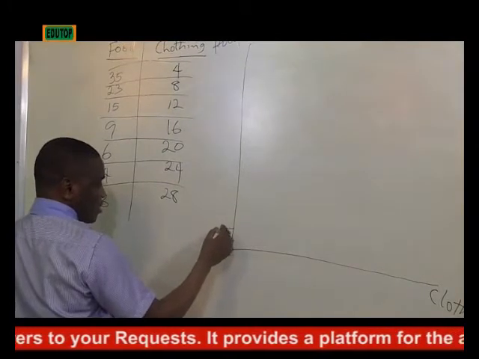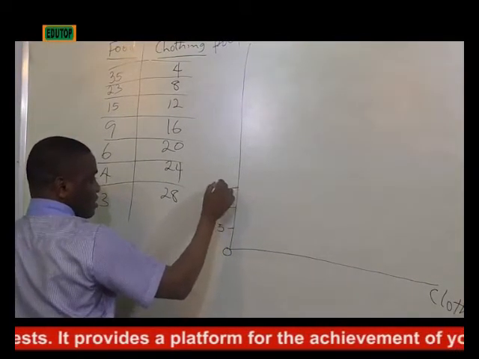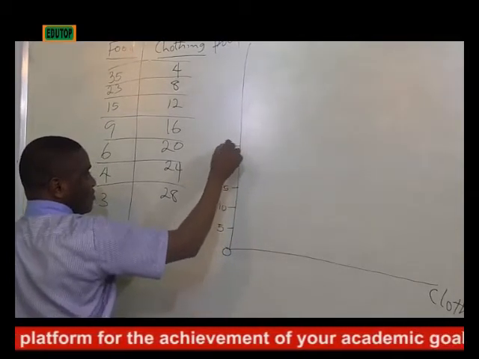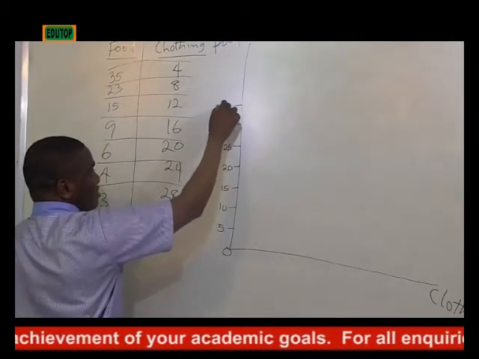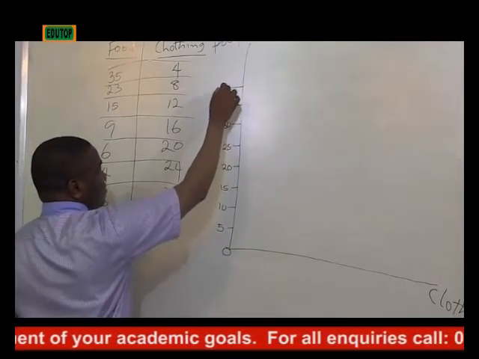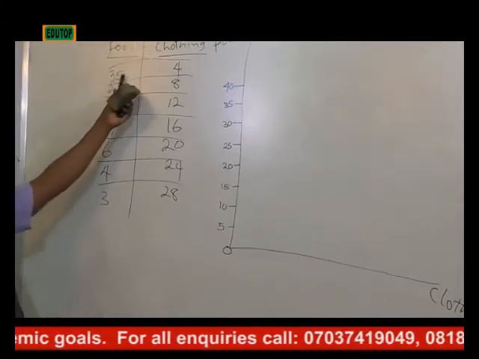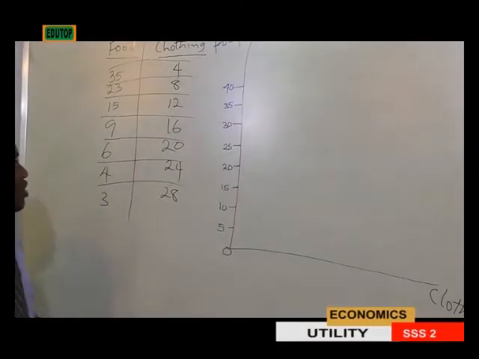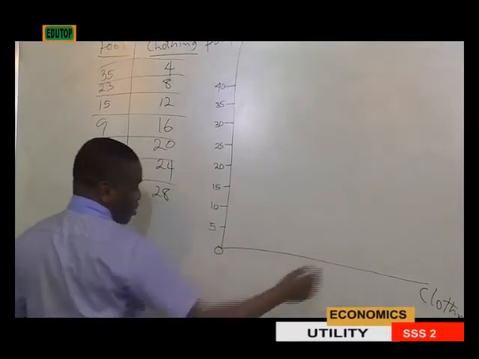We start with the range of 5, then 10, then followed by 15, 20, 25, 30, 35, 40. In this case, we'll be able to cover the highest point, which is 35. That means 35 will be accommodated under our graph. And the same scale will go for clothing.